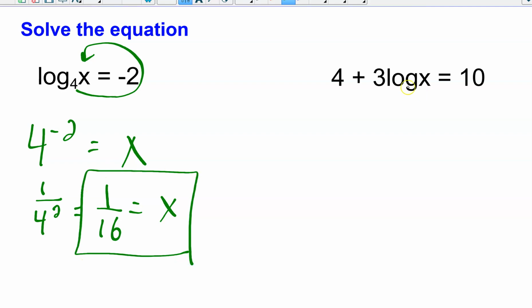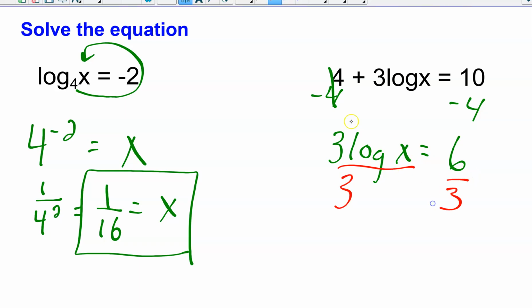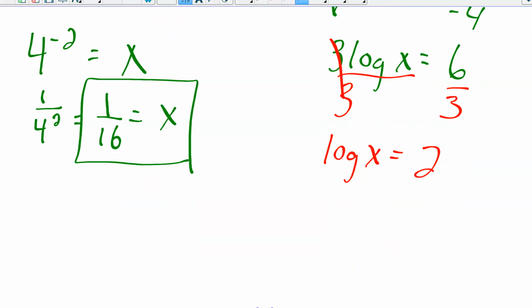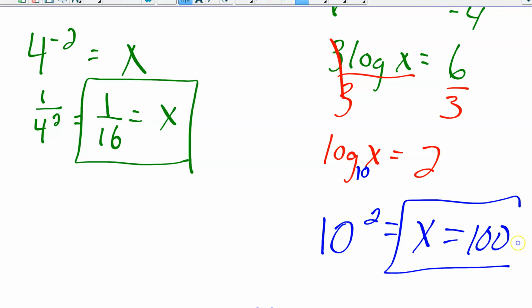Here's another one. I need to get the log x by itself, so I'm going to subtract 4. So I end up with 3 log x equals 6. And then divide by 3. So I end up with log x equals 2. The only way to separate the x from the log is to go exponential, and you know that the base of that is 10. So I have 10 squared equals x. 10 squared is 100.